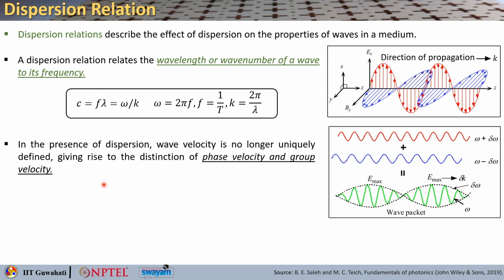Now, in the presence of dispersion, the wave velocity is no longer uniquely defined, and that gives you two important parameters called phase velocity and group velocity. So, what is phase velocity? That comes directly from the dispersion relation omega by k. So, Vp equals omega by k, that is also the speed, and group velocity will be the slope of the dispersion curve, that is dou omega by dou k.